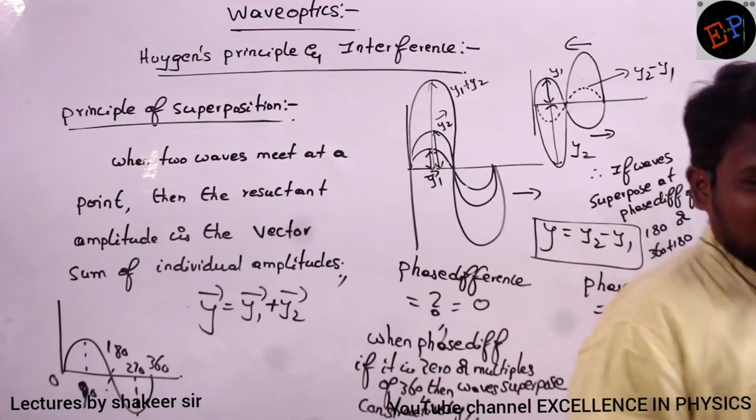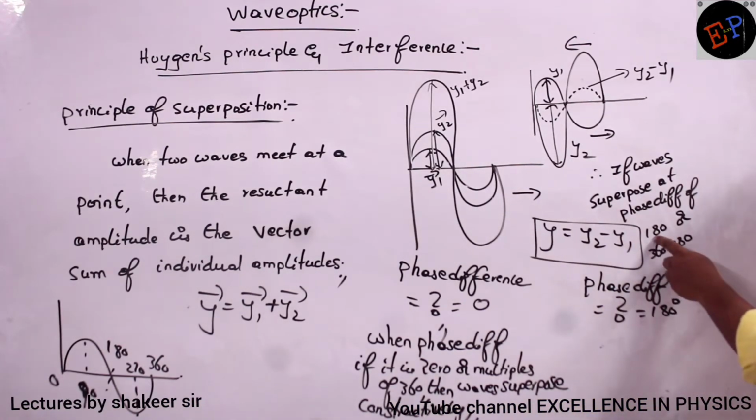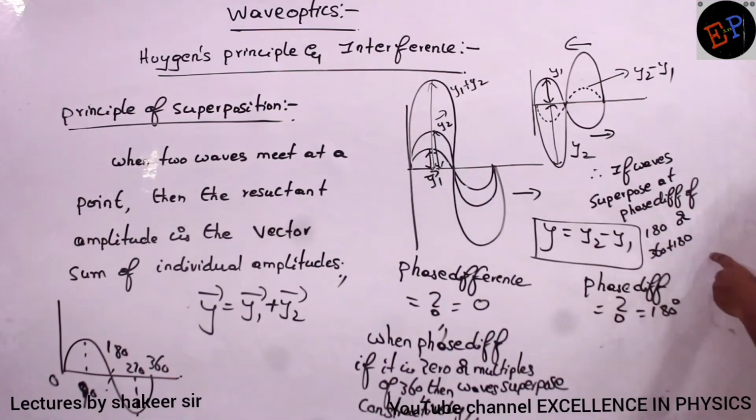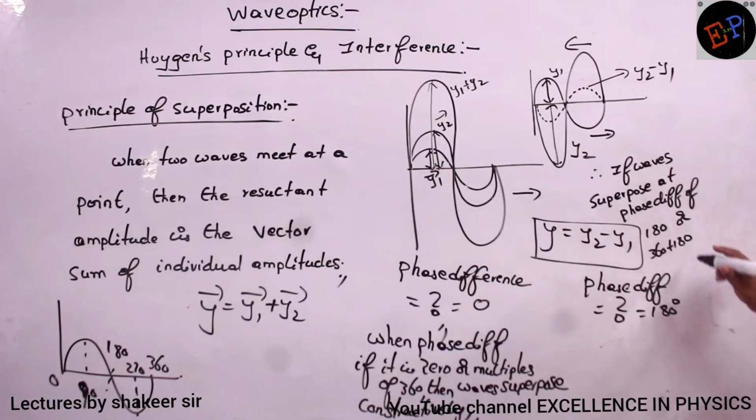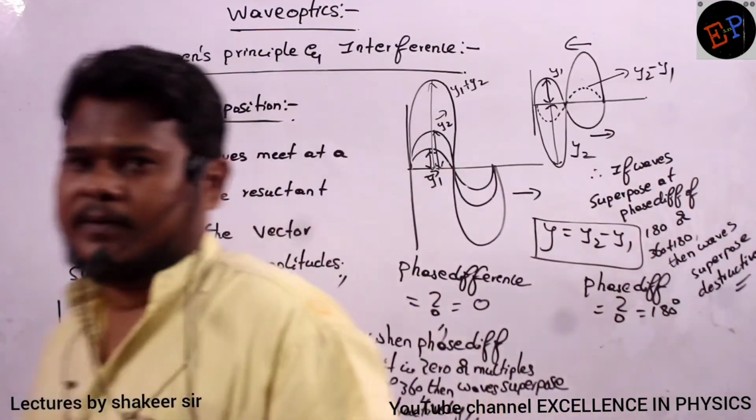Are you able to understand? So if the phase difference is 180 or 360 plus 180, the 360 value is 0, no? So 0 plus 180 is again 180. So 180, 360 plus 180, 360 plus 360 plus 180, like this. In these multiples, if waves interfere, then they will have destructive superposition. Clear? 180 or 360 plus 180, then waves interfere destructively, or waves superpose destructively. Okay? Make a note.